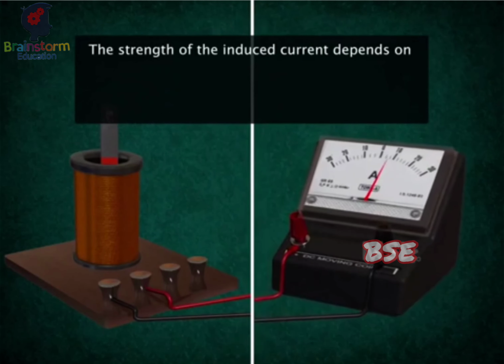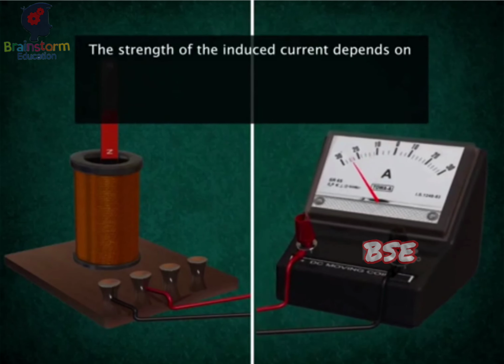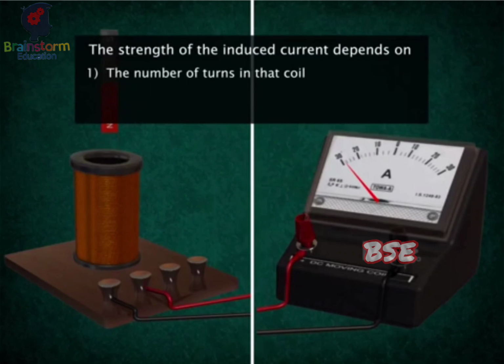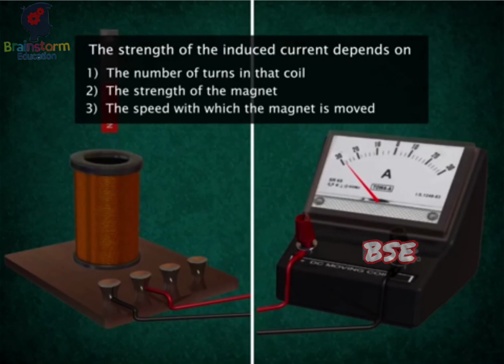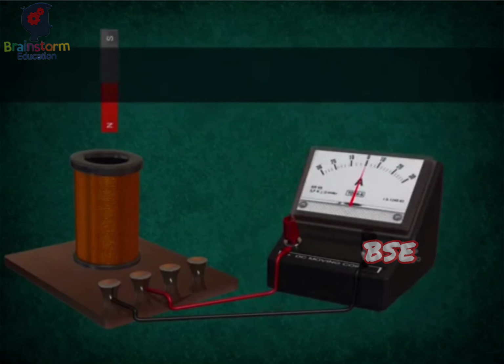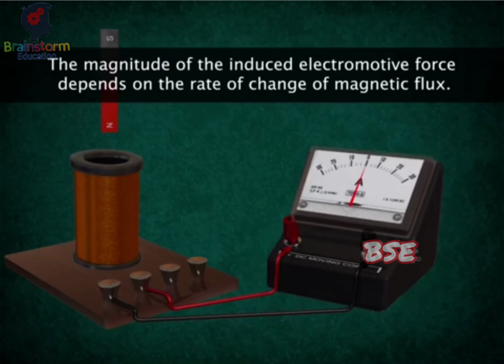The strength of the induced current depends on the number of turns in that coil, the strength of the magnet, and the speed with which the magnet is moved. In other words, the magnitude of the induced electromotive force in a conductor depends on the rate of change of the magnetic flux linked to the conductor.